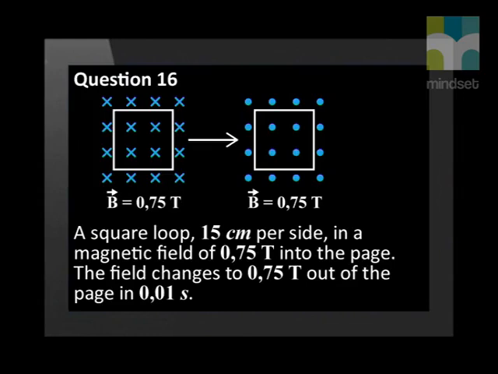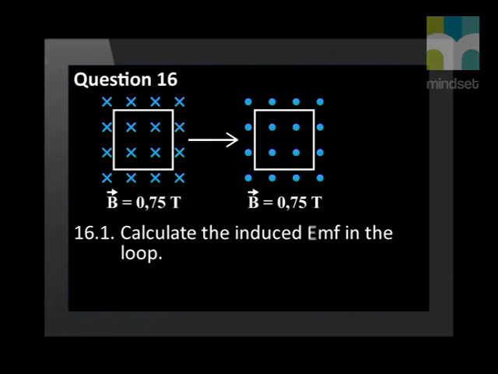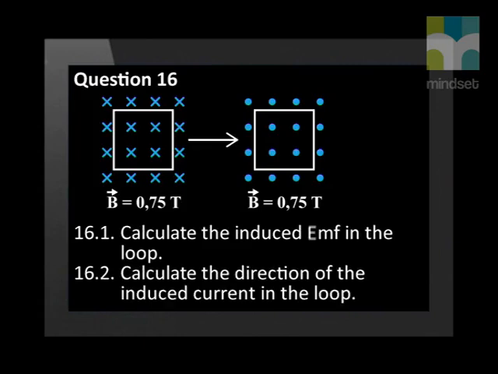Question 16. A square loop, 15 centimeters per side, sits in a magnetic field of 0,75 Tesla into the page as you can see in the diagram. The field changes to 0,75 Tesla out of the page in 0,1 seconds. 16.1. Calculate the induced EMF in the loop. 16.2. Calculate the direction of the induced current in the loop.